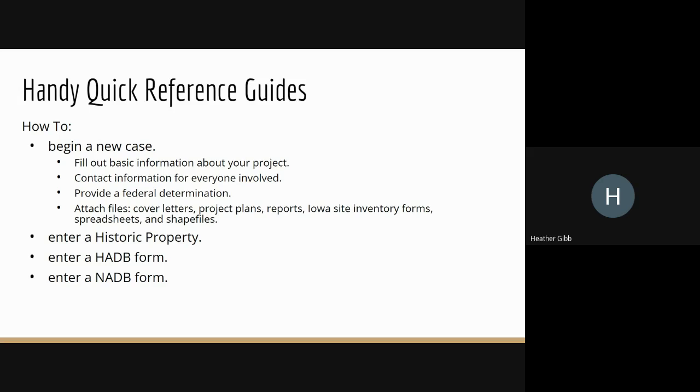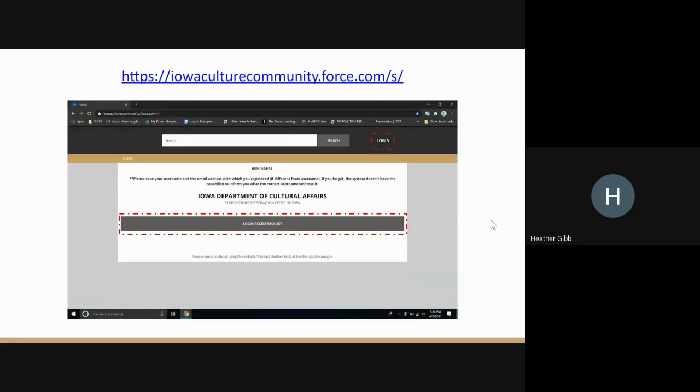These will walk you through how to begin a new case, filling out basic information, not providing a federal determination in this case, but also uploading files that you'll need for your tax part. And then in some cases, you will notice that we have linked the historic property that your project is working on, because this system allows us to really make a lot of connections that in the past were a little bit more difficult. So with this, let's go ahead and take a look at our new system.